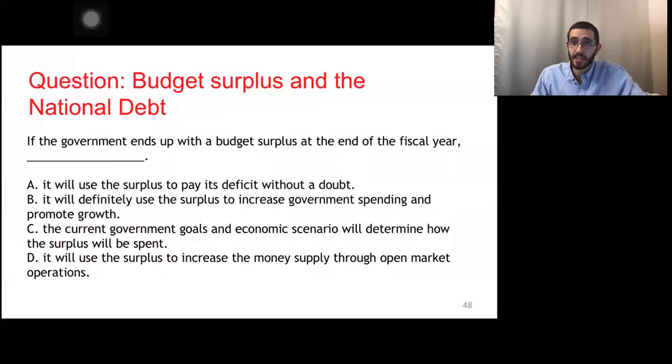So here's a good question. If the government ends up with a budget surplus at the end of the year, is it required to pay back debt? Just think about that for a second. Will it use the surplus to pay the deficit without a doubt?